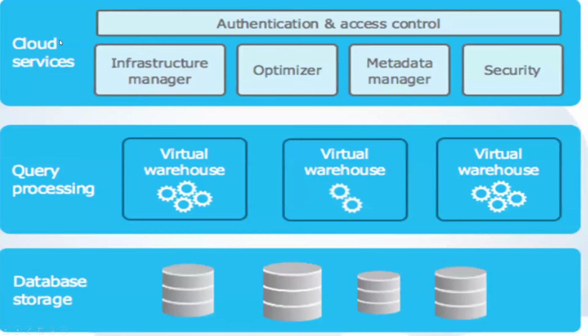And the very first layer, the top layer, is the cloud service layer. What happens when your query runs or you log into your Snowflake account? It will check whether you are an authorized user or not. If not, it will not allow you to log into the system, right? It will check if you have access to Snowflake. If you have access to the database, then it allows you to log into the system. That is called authentication and access control. And it has an infrastructure manager, and things like your indexes, everything will be taken care of by this cloud service layer.